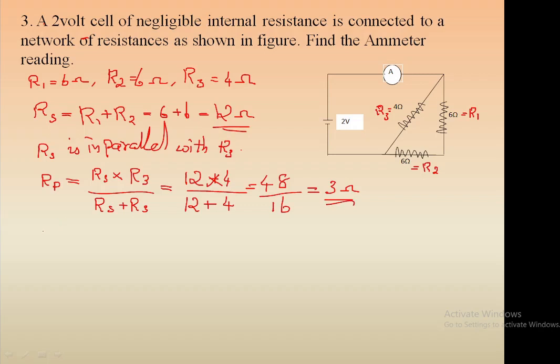Now we have the voltage V is equal to 2 volt. Now the effective resistance of the combination is equal to 3 ohm. Therefore I, the current through the ammeter, is equal to V by Rp, that is 2 divided by 3. So 2 divided by 3 ampere.